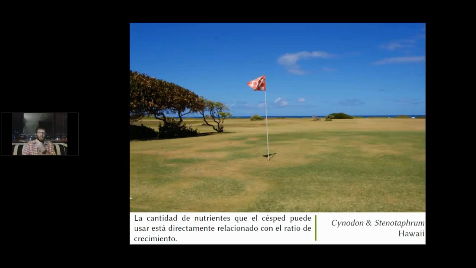If it's growing slowly, like this turf in Hawaii, it won't be using very many nutrients at all because we won't be mowing it very much. The grass leaves are not extending. It doesn't use very many nutrients. So when we think about the nutrient use, it's really related to the growth rate.